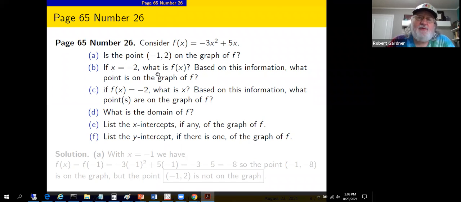If x equals -2, what's f of x? So we'll plug -2 into the function. Based on this information, what points are on the graph of the function?